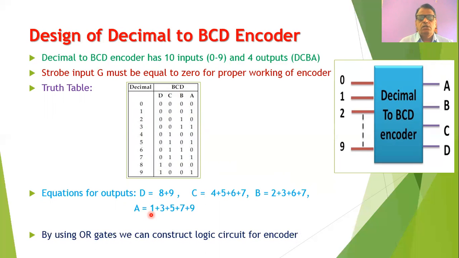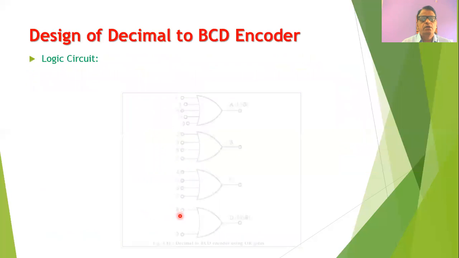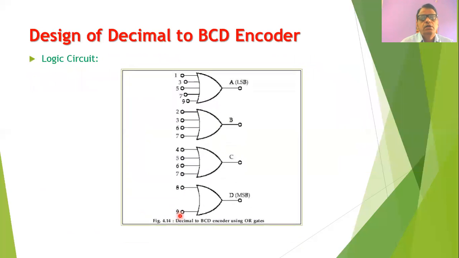If you want to construct the logic circuit for the encoder, then by using the OR gate, we can easily construct the logic circuit for the decimal to BCD encoder. Here is the logic circuit, where the first output A is the output of the first OR gate, and its inputs are 1, 3, 5, 7, and 9 as per the equation. Similarly, the second OR gate will have the inputs 2, 3, 6, and 7, and its output will be B.